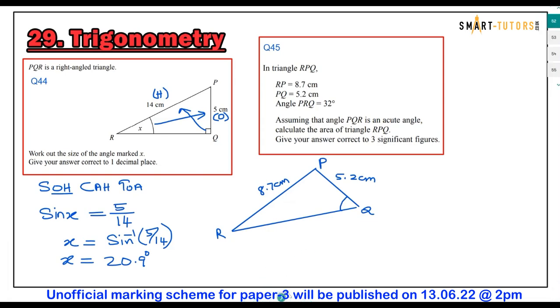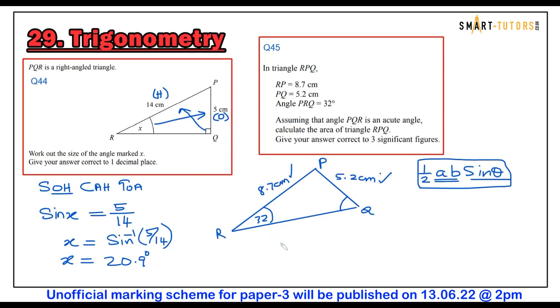Right, now read the question carefully again. RP 8.7 centimeter, that is correct. PQ is 5.2, that is correct. PRQ 32 degrees, I need to mark here. And assuming that angle PQR is an acute angle, calculate the area of the triangle RPQ. So area of the triangle RPQ means half AB sine theta. That is the equation. In this equation, A and B need to make the angle theta. So if this is 32, we need to find out this 5.2.